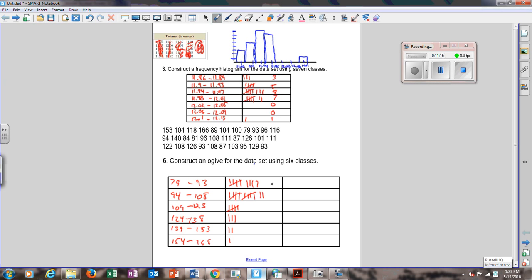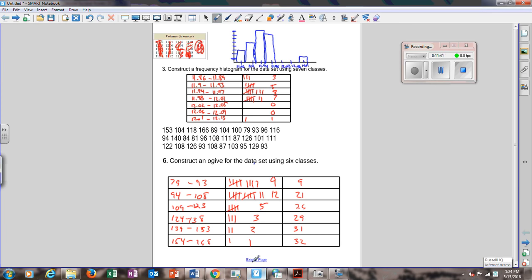All right, so it's 9, 12, 5, 3, 2, 1. Then you do your cumulative, which is 9, 21, 26, 29, 31, and 32.